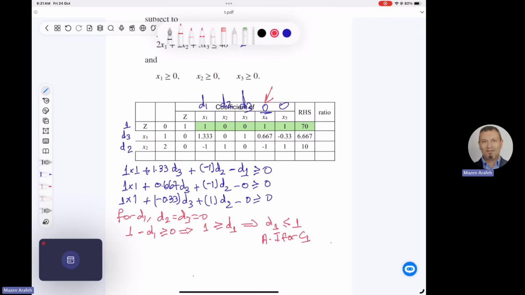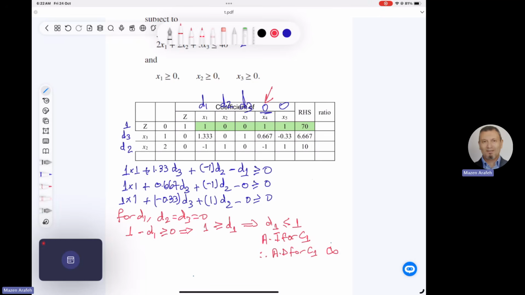Now, let's take a look at equation 2 and equation 3. From equation 1, I got the allowable increase for D1. Equations 2 and 3 don't have any term for D1. Therefore, I cannot get any information about the allowable decrease for C1. Therefore, we can simply say that the allowable decrease for C1 is infinity. So hopefully now this explains how to find the allowable increase and decrease for C1.